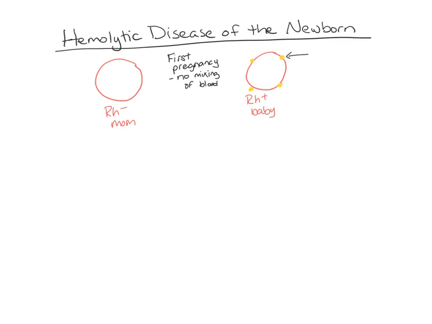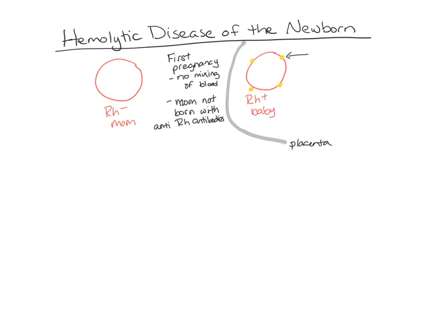So during the first pregnancy, there's no mixing of blood between mom and baby. The placenta makes sure that there is a barrier between the blood of mom and baby. And remember, mom is Rh negative. She doesn't carry any of the Rh antigens on her red blood cells, but she also doesn't have any antibodies in her plasma either, because she wasn't born with those antibodies.